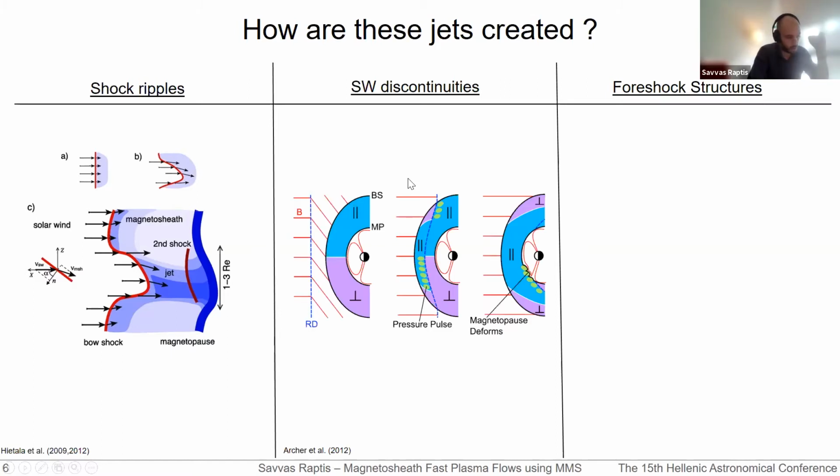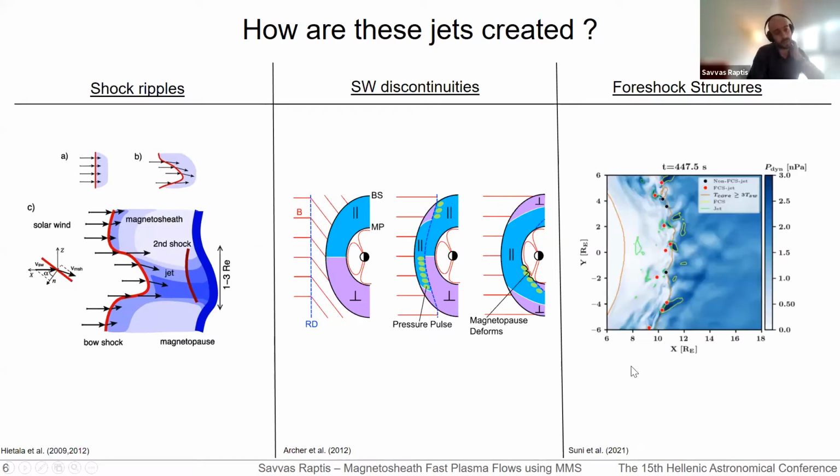Now, there have also been other kinds of models that explain how jets are created. Some of them rely on the existence of rotational discontinuities in the solar wind and their interaction with the bow shock. More recently, there have been some studies that connect the jets to foreshock structures. Those are the result of the interaction of the counter-streaming particles with the incoming solar wind, and they appear usually in the ion foreshock region, which, just to remind you, is the upstream region of the quasi-parallel shock. Now, as I told you, there was another term on the previous slide, which is the shock reformation idea.